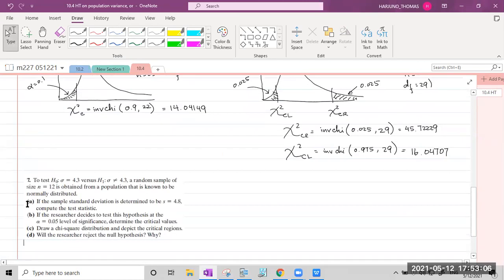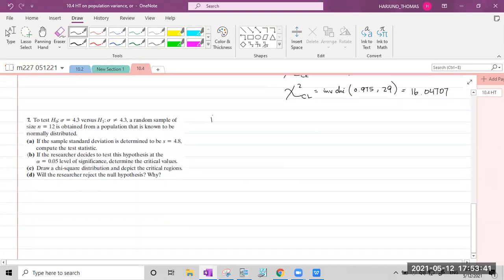They give us the hypothesis. The sample size is 12. Now remember, for us to apply this hypothesis testing, the population has to be normally distributed. It's the same foundation as for the confidence interval for population variance and the confidence interval for population standard deviation. Okay, let's start.